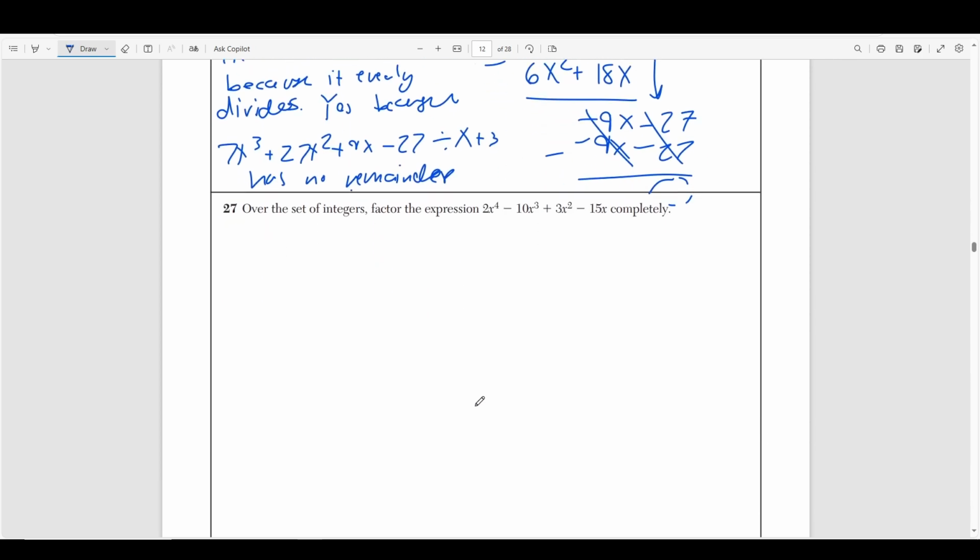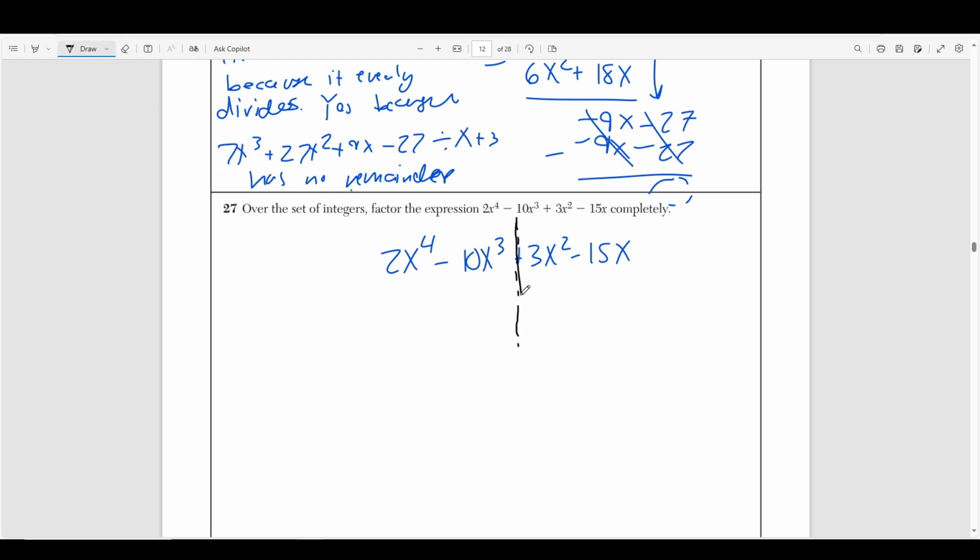Okay? Number 27 says, over the set of integers, factor the expression 2x to the power of 4 minus 10x cubed plus 3x squared minus 15x completely. So whenever the Regents gives you a factoring problem and they make it 4 terms long, what I mean by 4 terms is 1, 2, 3, 4. There's 4 parts to this. What you want to do is split it through the middle. You always want to split it through the middle and factor out those subsequent parts.